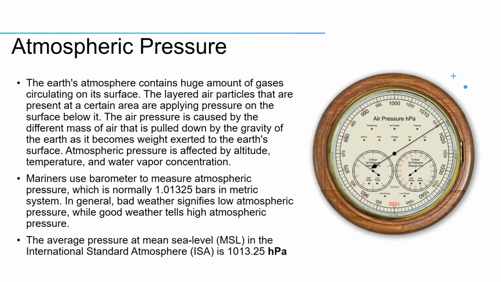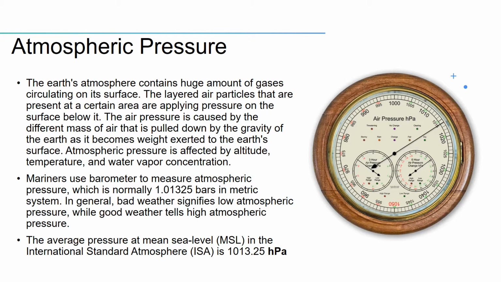Then next, we have atmospheric pressure. The Earth's atmosphere contains huge amount of gases circulating on its surface. The layered air particles that are present at a certain area are applying pressure on the surface below it. The air pressure is caused by the different mass of air that is pulled down by the gravity of the Earth as it becomes weight exerted to the Earth's surface. Atmospheric pressure is affected by altitude, temperature, and water vapor concentration.